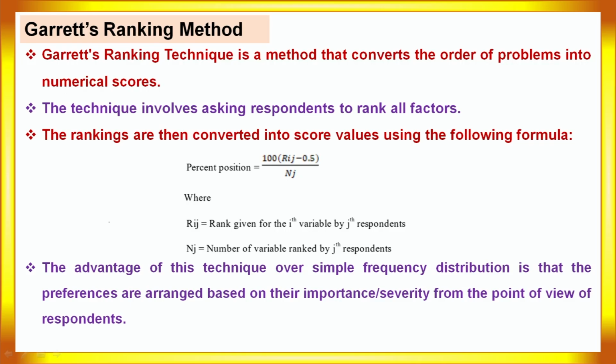That is as simple as such. Like if it is the third rank, Rij will be 3. So, by using those particular values or by this process, you actually calculate the percent position.